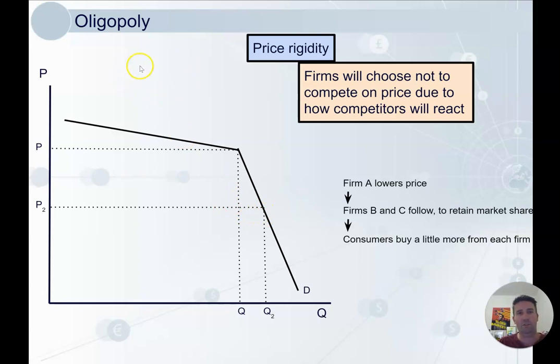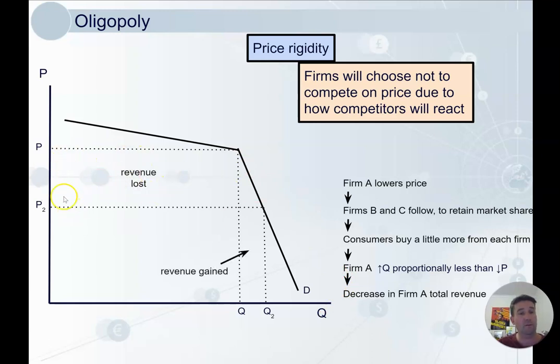So firm A, I should still say firm A. Firm A, they will have more customers because of the law of demand, consumers buy a little bit more if the price is lowered. So consumers will buy a little bit more from each firm. But what will happen to firm A is that the increase in quantity is proportionally less than the decrease in price, which means this acts as an inelastic demand curve here. So what we get is a decrease in firm A's total revenue because they lose all this revenue from lowering their price, but they only gain a little bit from the increase in quantity. It's all because of this change in behavior from their competitors.